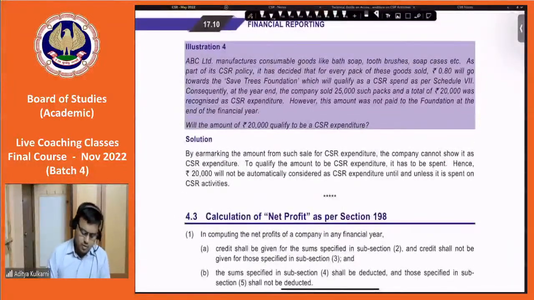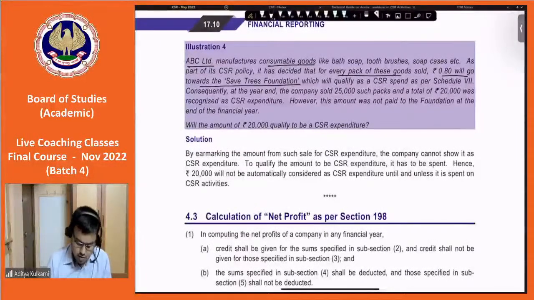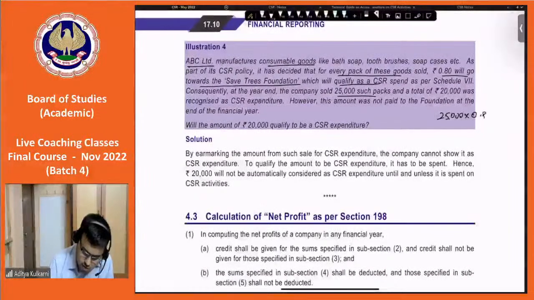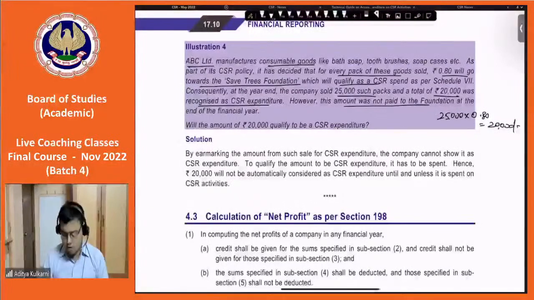Okay. So ABC Limited manufactures consumable goods. It has decided that for every pack, 80 paise will go towards Save Trees Foundation, which will qualify as a CSR. At the end, 25,000 packs were sold. So 25,000 into 0.8 is equal to 20,000. Total of 20,000 was recognized as a CSR expenditure. This amount was not paid to the foundation. Will 20,000 qualify as a CSR expenditure?